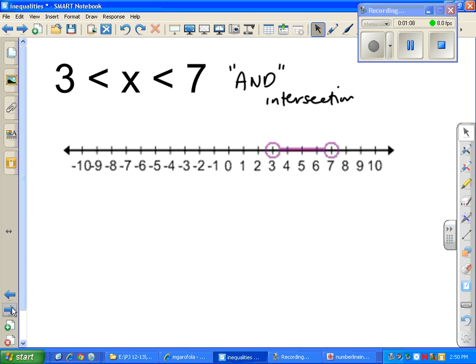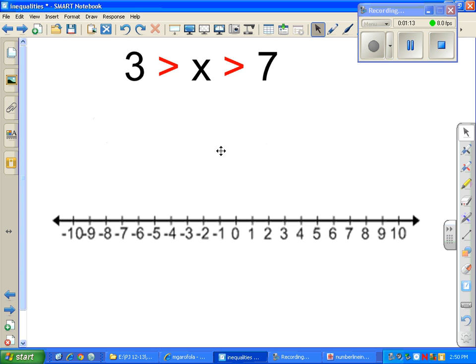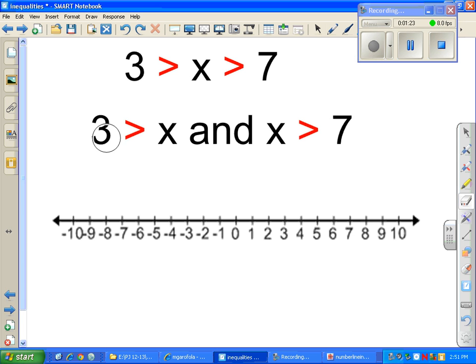So let's look at what happens when we change the direction of some of these symbols. So let's say that we're facing this way instead. Okay? So 3 is greater than x, and x is greater than 7. If you break that apart, that's really the same as saying, okay, 3 is greater than x, or really x is less than 3 from this piece here, and then this piece here, x is greater than 7. Now if you think about that, that's not possible. How could a number be larger than 7 but smaller than 3 at the same time?